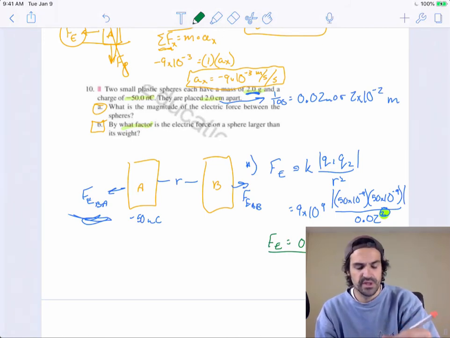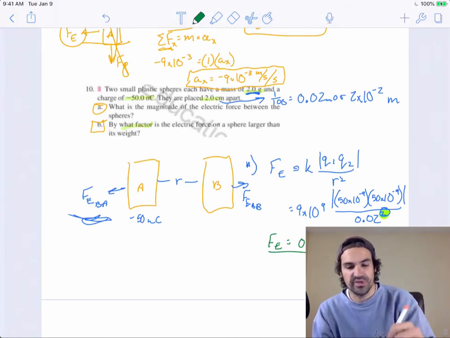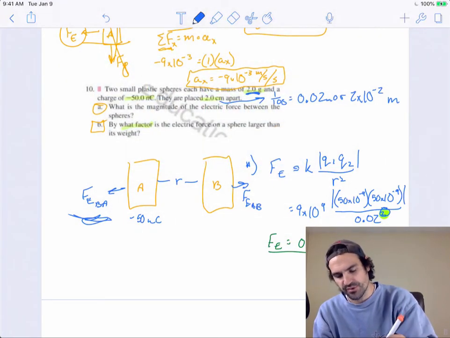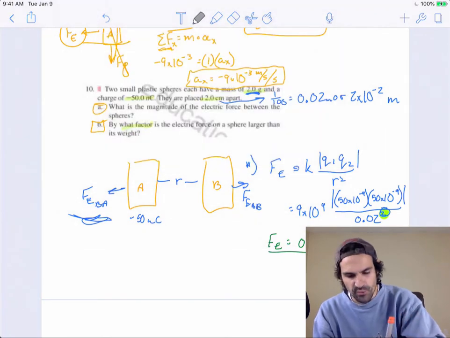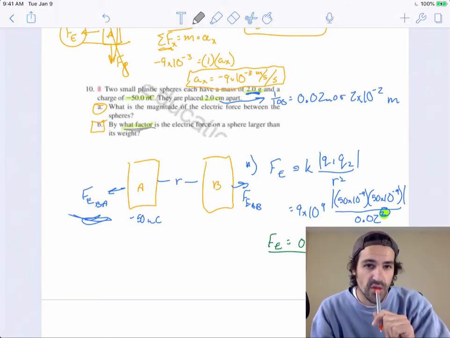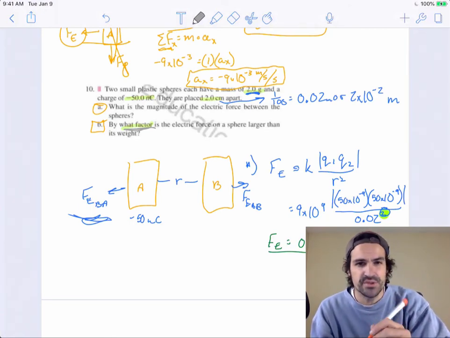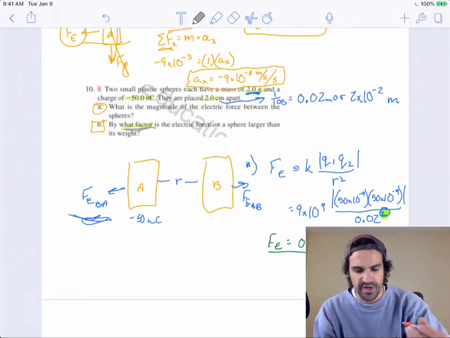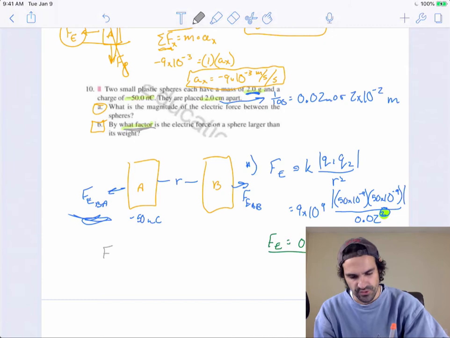0.05625 newtons. And now I'm going to look at part B, which wasn't required, but I'm going to go through it anyway. By what factor? They could have also said what ratio. They mean the same thing. That's kind of why I'm working through this problem, as I think it has value. By what factor is the electric force on the sphere larger than its weight? So what is the ratio of the electric force to the weight?